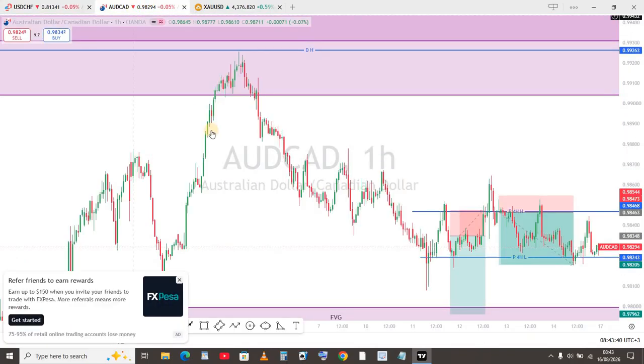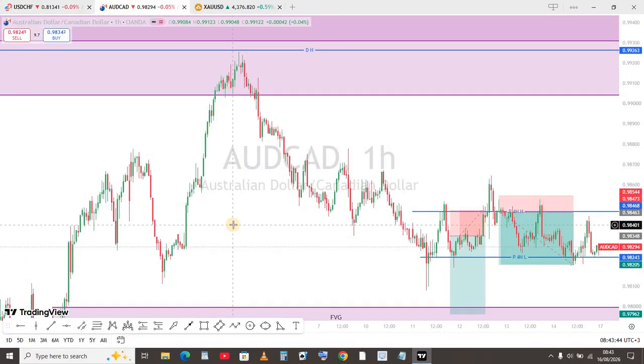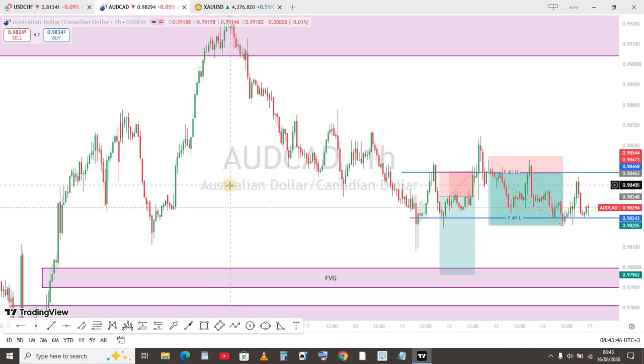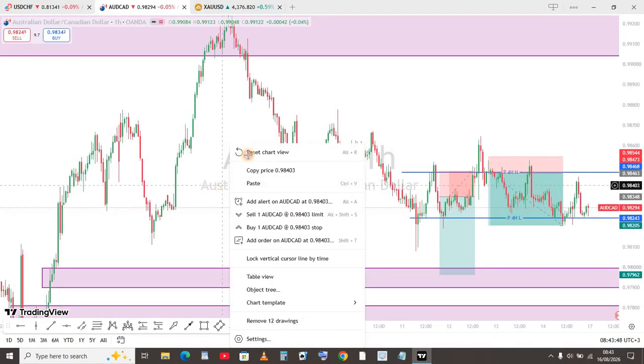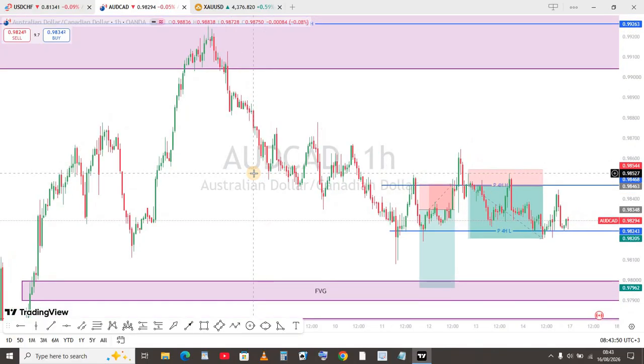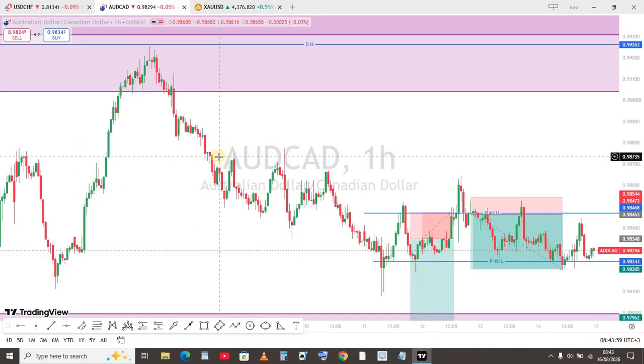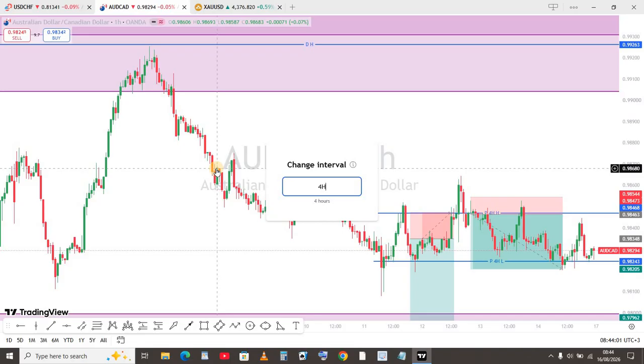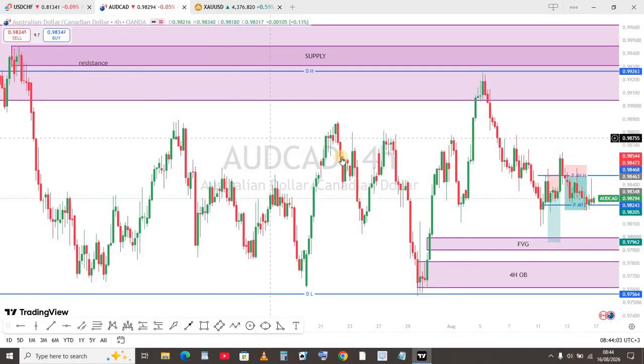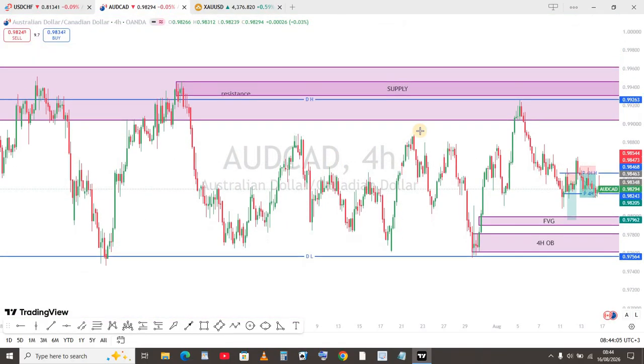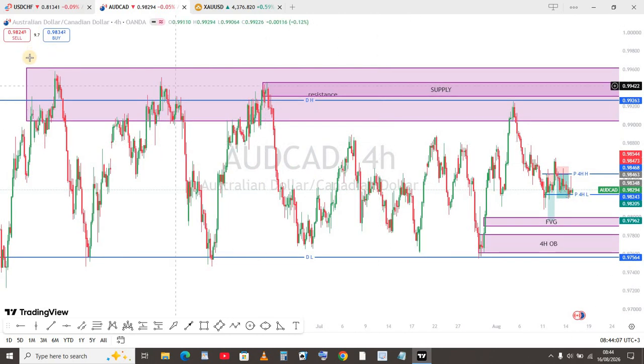So let us go to the AUD CAD. As you can see on AUD CAD, we have 2 positions also. I only took 2 positions. So this market, I don't know if I'd say it's bearish, but let us go to 4 time frame and see. I think it's a support and resistance market. So as you can see, this market is just ranging in between.